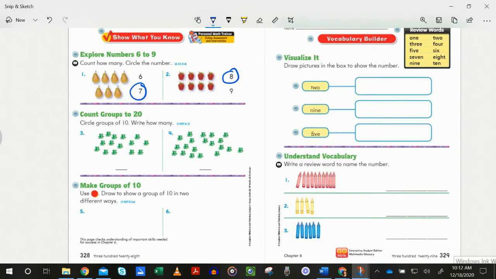Okay, number 3, you might have found 10 in a different place, but I see 10 right there, and 5 extras. So I have a group of 10 and 5 more, or 15. Okay, so if you got 15, give yourself a star. And on number 4, I see a group of 10 here, and I see a group of 10 here, which means I have 2 groups of 10 and nothing left over, which is 20. So if you got 20 as your number, give yourself a star.